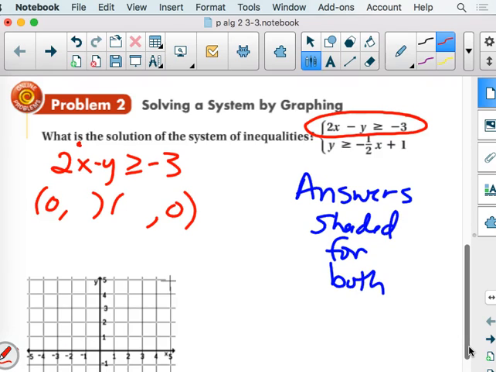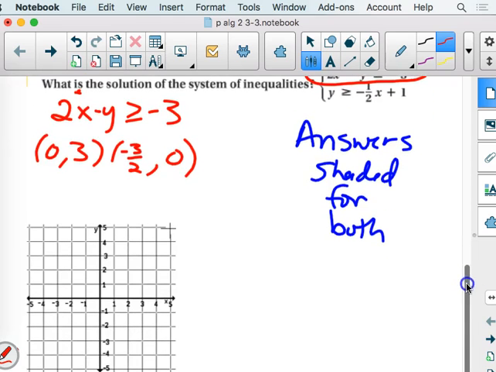Negative y equals negative 3. You have to put a 3 in there to make that true. So that's going to be 0, 3. This is the thumb method. 0 in for y, cover it up. 2 times something is negative 3. We'll just divide by the 2. It would be negative 3/2. So our first boundary line is going to go through 0, 3, and negative 3/2, 0. So let's find where those 2 points are.